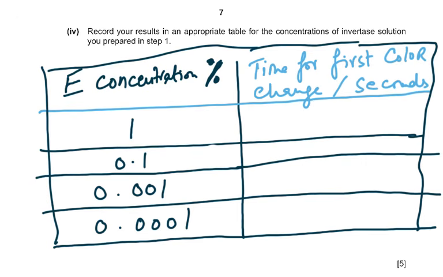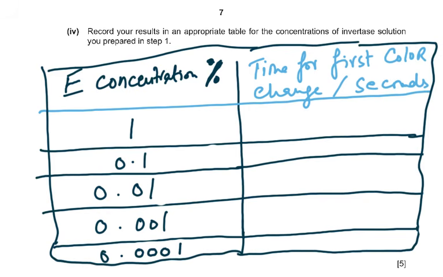So we've said 1%, 0.1, 0.01, and so we've got 0.1. Now you can see in the table we have the different concentrations. I think I made a little error earlier. So 1%, 0.1, 0.01, 0.001, and 0.0001. Now time for the first color change, I mean there could be anything. I'm just cooking up the results.